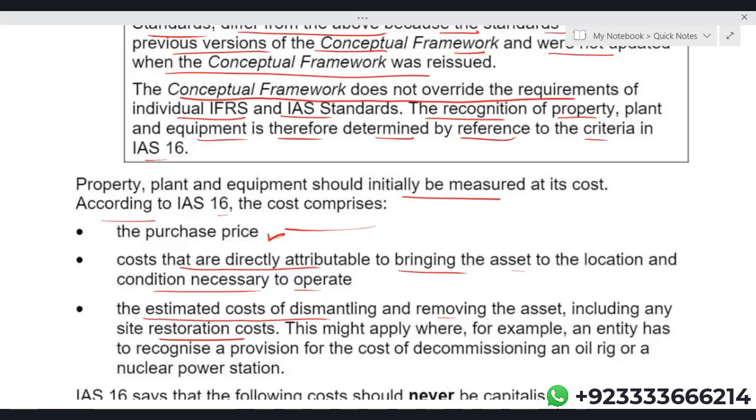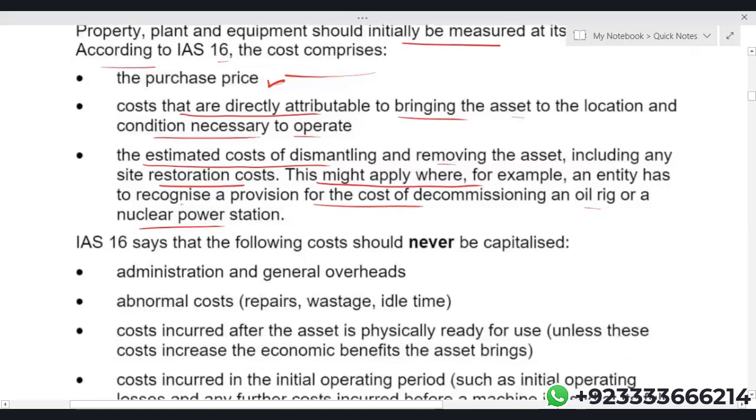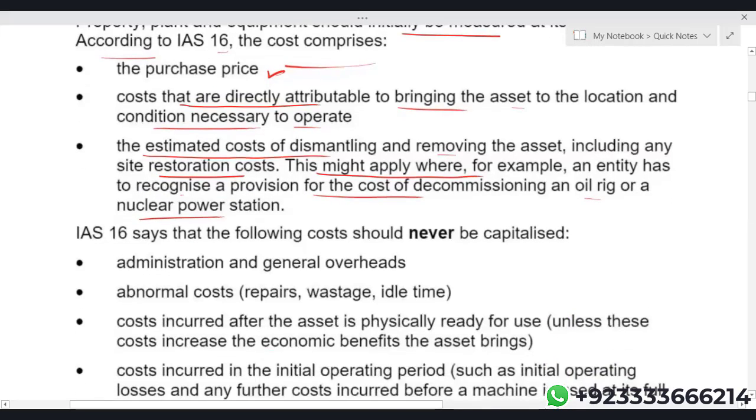And we know that subsequently, due to unwinding of discount, that provision will increase. And due to unwinding of discount, we will debit the finance cost and credit the provision. So this might apply where, for example, an entity has to recognize a provision for the cost of decommissioning an oil rig or nuclear power station. So these are examples where normally you are required to dismantle and restore the area.